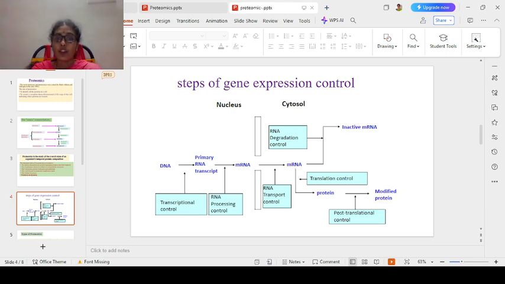Once the mRNA has been formed, it is transported into the cytosol. In the cytosol, RNA undergoes different pathways. Once mRNA reaches the cytosol, it is converted into two different forms, an inactive mRNA form and the protein form. From mRNA to the inactive mRNA form is called the RNA degradation control mechanism. mRNA to protein formation is under the translational control mechanism. Protein to modified protein is the post-translational modification. These are the main steps involved in the gene expression control mechanism.